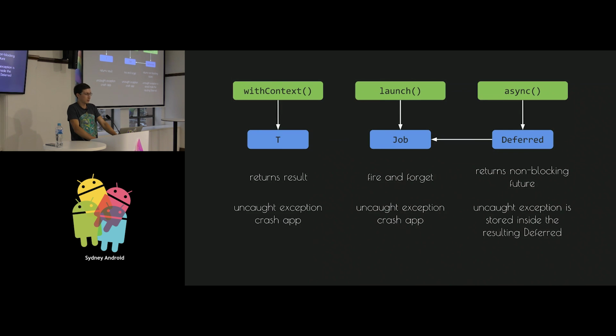And the third one is async. It's a bit different. It actually returns a Deferred object, which is a non-blocking future, which will contain your result. And this Deferred object extends the Job object, so you can cancel it as well. The key difference is that this Deferred object also will contain your uncaught exception. So whenever you launch a coroutine with the async function and an exception happens internally, it will just be stored in your Deferred object.